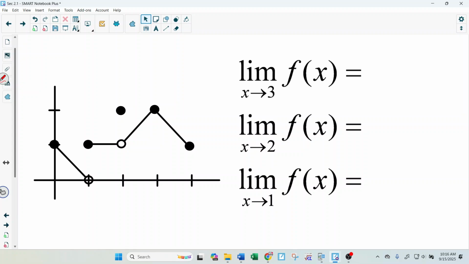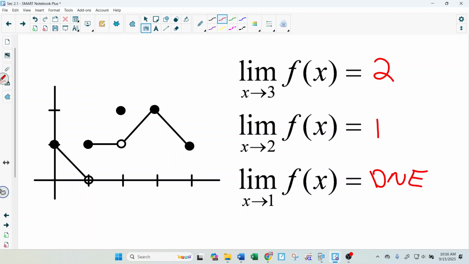All right, what is the limit of f of x as x approaches 3? 2, exactly. The limit as x approaches 2? 1. What about the limit as x approaches 1? 0. What does D and E stand for? Does not exist. Now, the reason is, if you are approaching from this way, what is it getting close to? 1. But if you approach from this way, it's approaching 0.